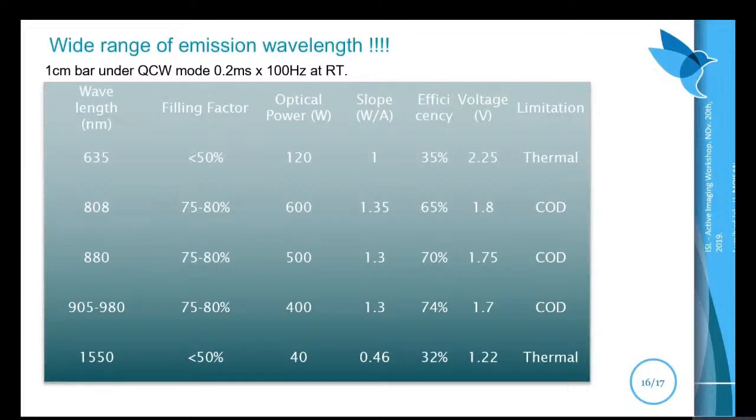Here is an overview of the available emission wavelengths provided with the diode laser products. We can cover from 635 up to 1550 nanometers with various slope efficiency, with a maximum of 135 watts per amp for the 808 material, but still with a very high conversion efficiency, up to 74%. The voltage is still low, larger than 1 volt and not much higher than 2 volts for the lower wavelengths.